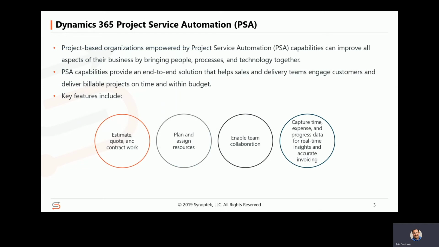So let's get started. Project Service Automation is a crucial Dynamics 365 module that enables you to create more profitable customer relationships using intelligent tools. The PSA capabilities provide an end-to-end solution that helps sales and delivery teams engage customers and deliver billable projects on time and within budget. PSA helps you to estimate costs and contract work, plan and assign resources, enable team collaboration, and capture time, expense, and progress data for real-time insights and accurate invoicing.